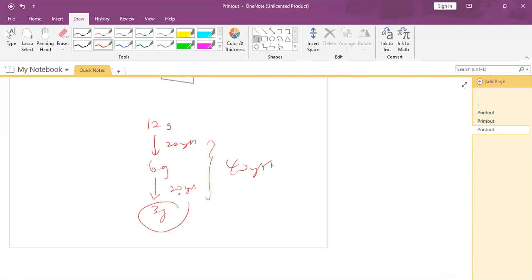Page 248. They have a food pyramid. Number 36, 36, 37, 38, based on a food pyramid.